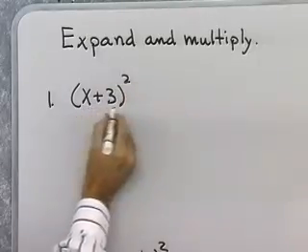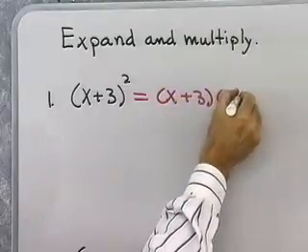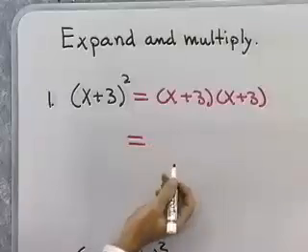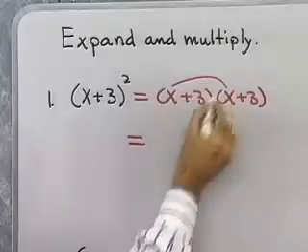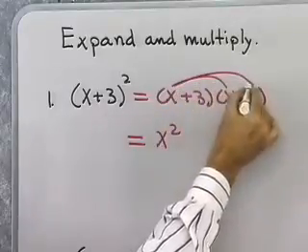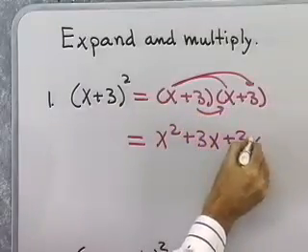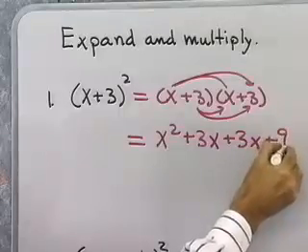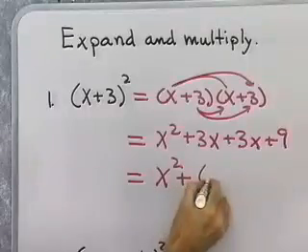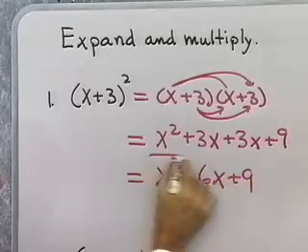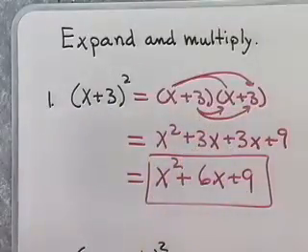This 2 means that this base has to be written as a factor twice. So it's x plus 3 times x plus 3. Now I'll multiply using the FOIL method or whatever method I want, but each term here times each term here. X times x, x squared. X times 3, 3x. 3 times x, 3x. And 3 times 3, 9. So you can see you don't get just x squared plus 9, you get x squared plus 6x plus 9. So that's the product x plus 3 times x plus 3, x squared plus 6x plus 9.